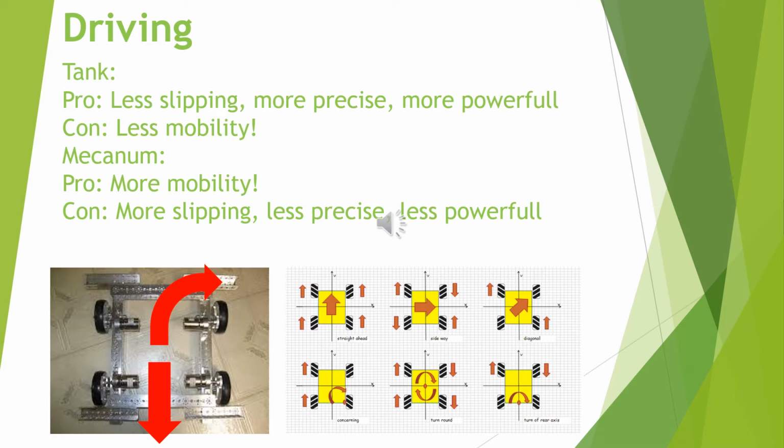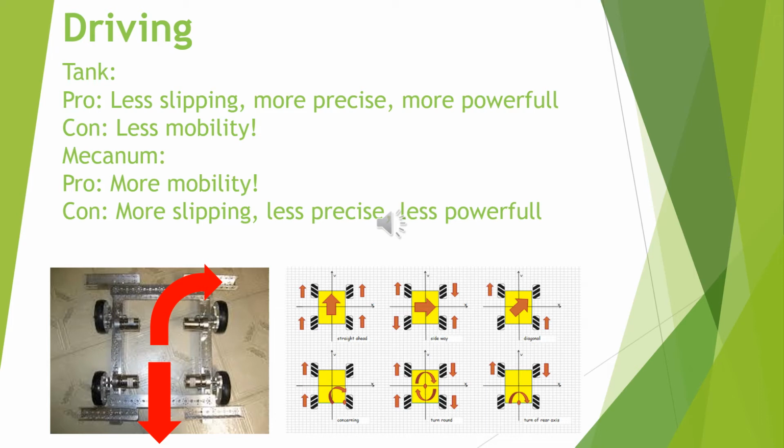The pros of this are that you have less slipping and it's more precise and also more powerful, but the big con is that you have less mobility. This is because with mecanum drive you can move not just forwards and backwards and turning, but you can move in any direction you want and you can turn in any direction you want. So this gives a lot more options for moving around, which is useful in teleop and autonomous. Of course, the cons of mecanum drive are the same as the pros of tank drive: you have more slipping, it's less precise and less powerful.